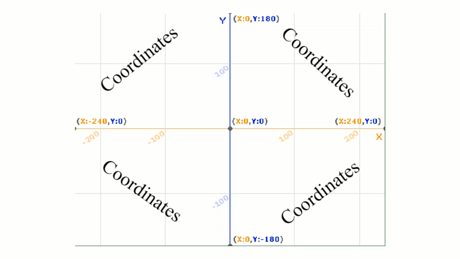Coordinates are used to tell the sprite where on the stage to go. For example, if the sprite was in the center of the stage, the sprite's coordinates would be 0, 0. The coordinates are measured using the x-axis and the y-axis. The x-axis goes horizontally across the stage, while the y-axis goes vertically.